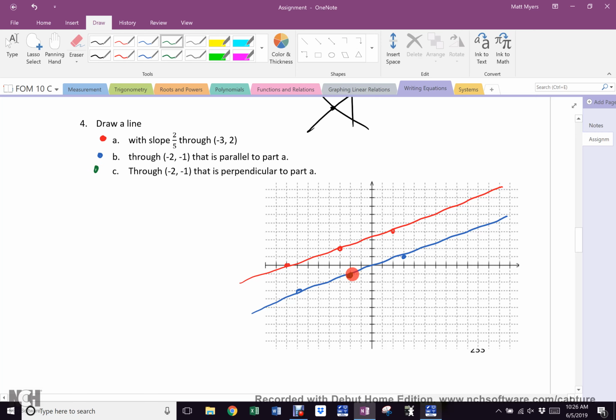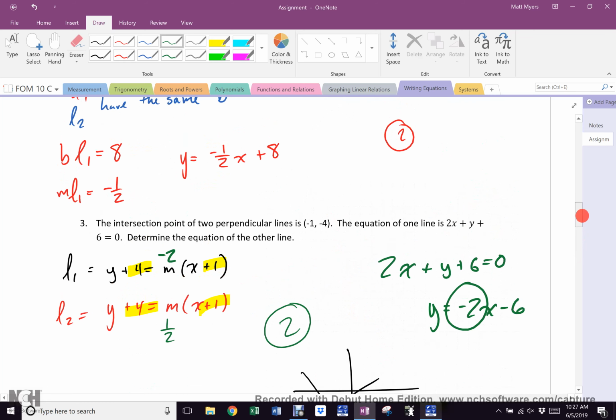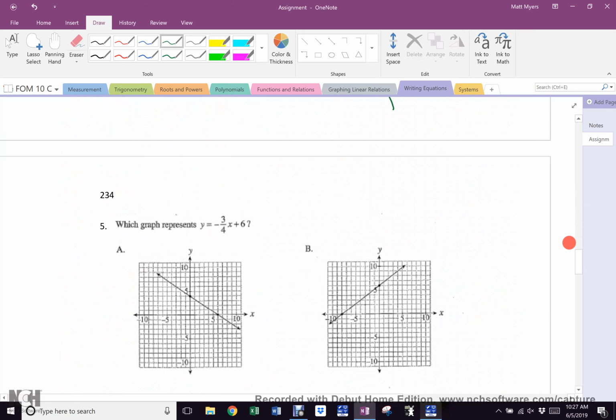And lastly, through -2, -1, this point right here, that is perpendicular. What do I do? Opposite and reciprocate. So what is C's slope? It was 2/5, but that's what I need. What does it become? -5/2. So how do I do that? Down 1, 2, 3, 4, 5, and right 2, or up 5 and left 2. And it goes right through there for a 3rd mark. Making that 2, 4, and 3 is 7.